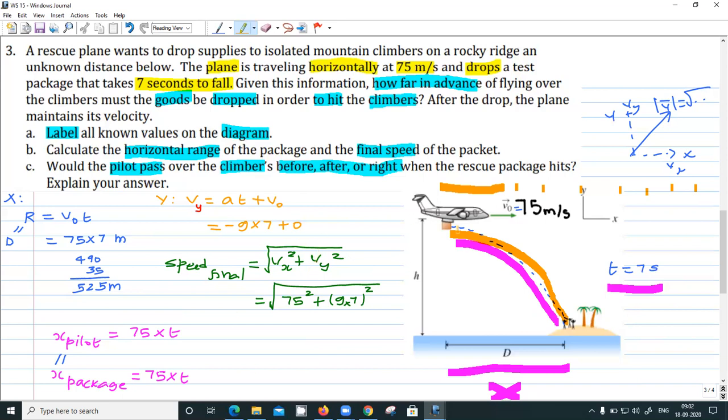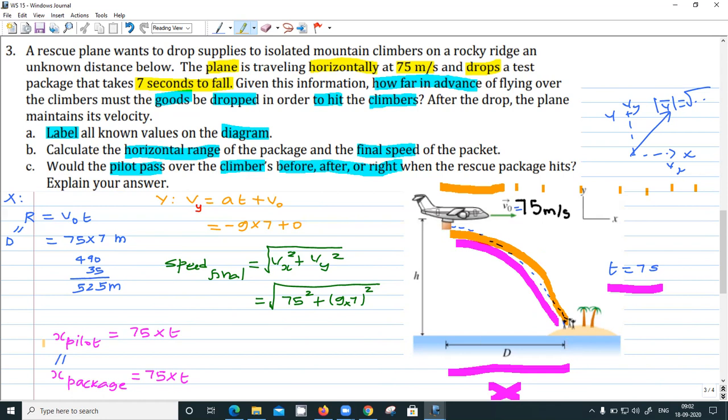We basically have to find the x of the pilot and the x of the package. This is the x direction, right? X means the distance covered in the x direction. So I know that the distance for x is 525. No, that is the final distance. Okay, the final distance is x 525. What about the final distance of the plane? 525, because that's the total distance for our horizontal motion.